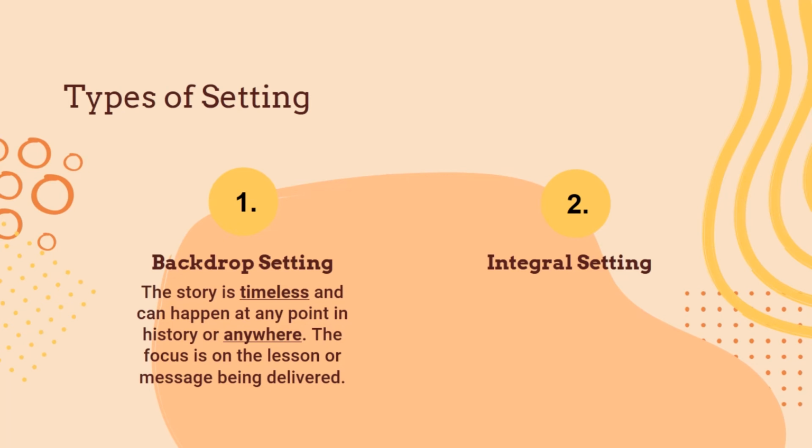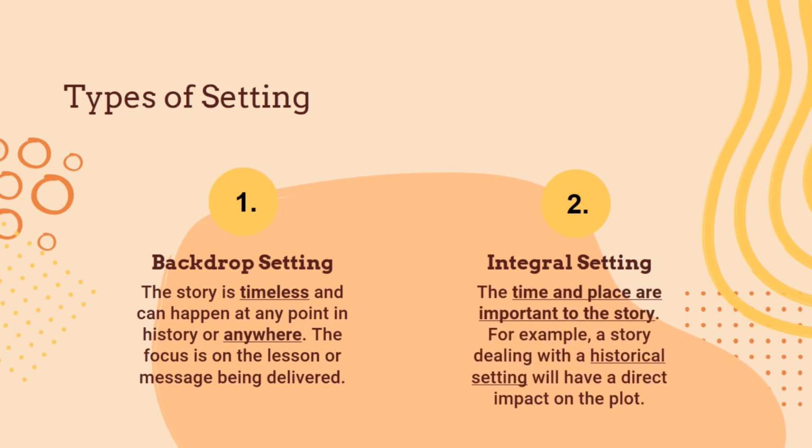The focus is on the lesson or message being delivered. Many fairy tales and children's stories have backdrop settings. It emerges when it is not important for a story and it could happen in any setting. Integral setting, the time and place are important to the story. For example, a story dealing with a historical setting will have a direct impact on the plot. The place and time influence the theme, character, and action of the story. The setting is fully described in both time and place, usually found in historical fiction.